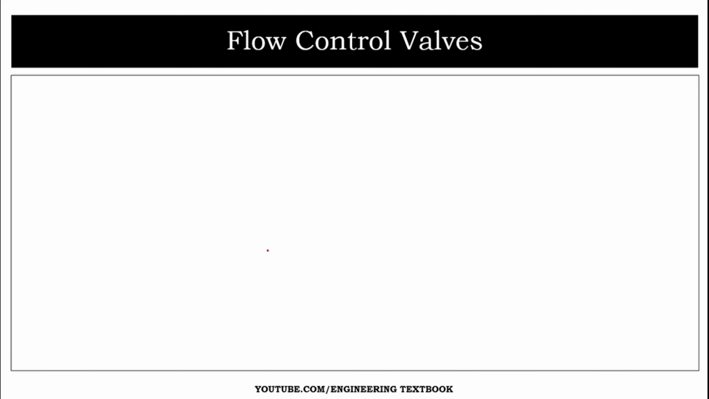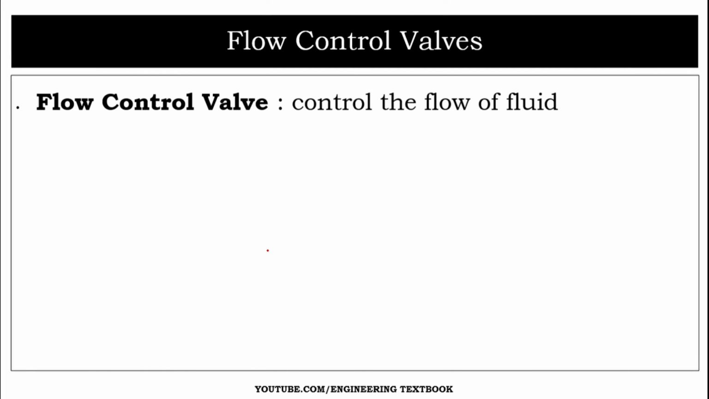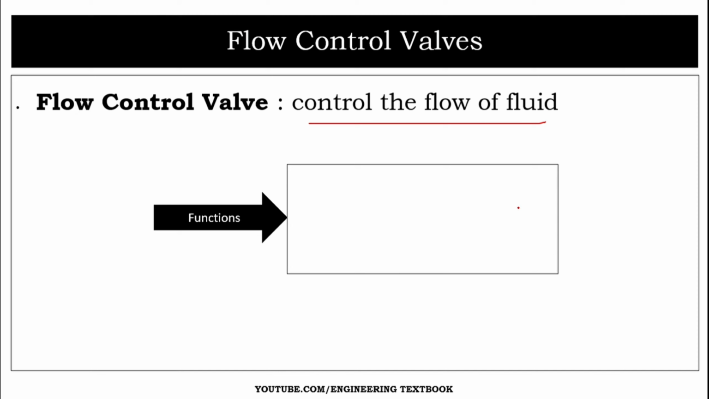Our next valve is the flow control valve. As the name implies, flow control, it controls the flow of fluid. The main functions of flow control valves are: it saves money. When control valves are used, they help a lot in water conservation. This means people can save money on their water bills by using these control valves at their home, office or industry.